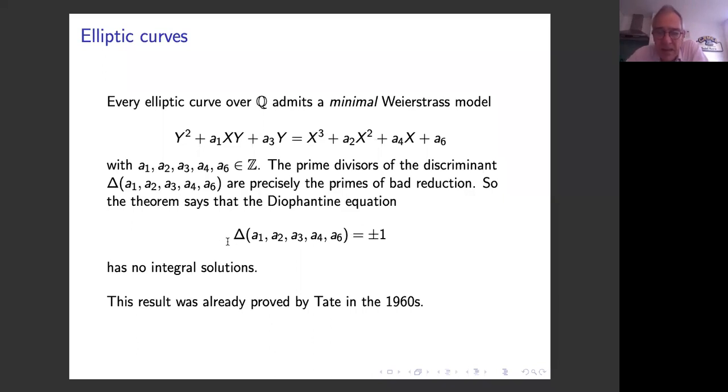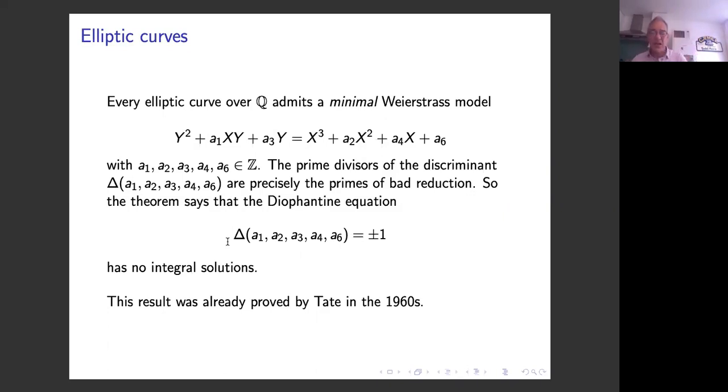And this is a Diophantine equation. And the statement then that such elliptic curves do not exist says that this Diophantine equation doesn't have any solutions. And that's the kind of statement it is. It says that a certain Diophantine equation, its discriminant equation, doesn't have any solution.